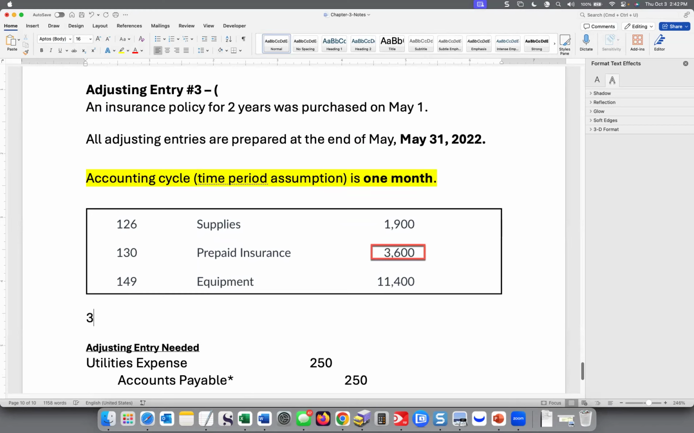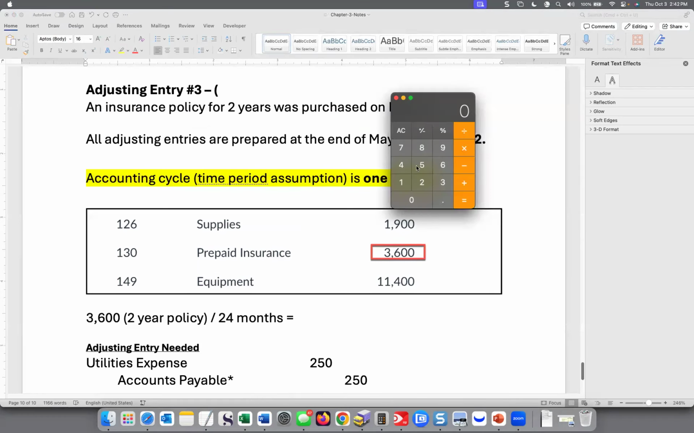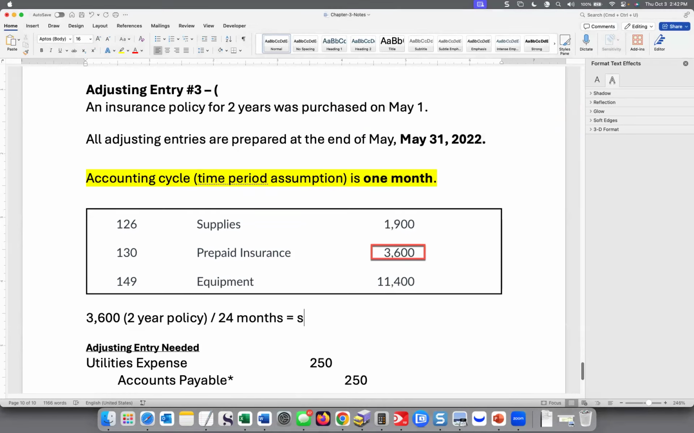So we're going to take the 3,600 and I'll put 2-year policy. And we're going to divide it by 24 months. All right. And that's going to give us the amount for 1 month. All right. So if I get my calculator, I know the math is easy, but let's run through it. 3,600. All right. Divided by 24 total months, 2 years, 12 months in a year, get 150. All right. So this would be 150.